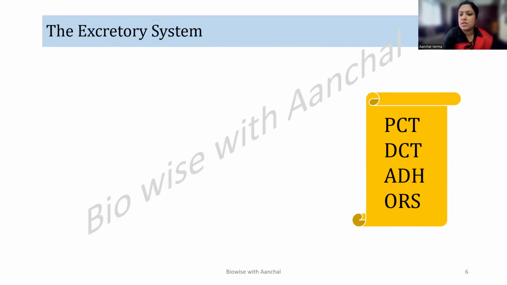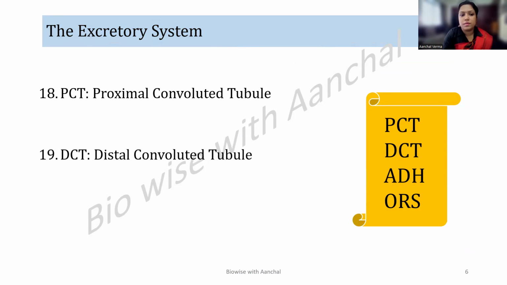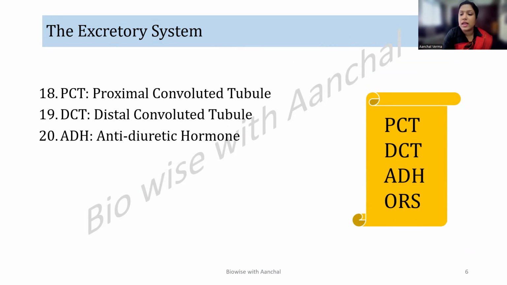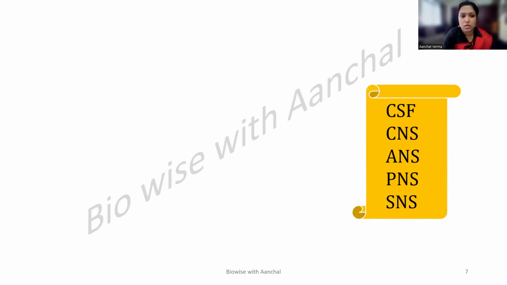Next chapter, excretory system, you have PCT, DCT, ADH, ORS. I hope you know the full form of all these words. PCT is proximal convoluted tubule. DCT is distal convoluted tubule. ADH is antidiuretic hormone. ORS is oral rehydration solution.